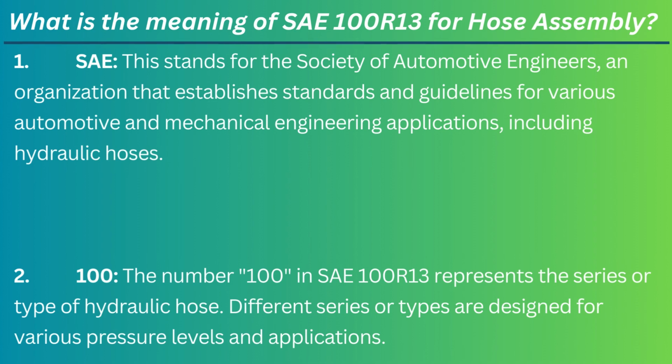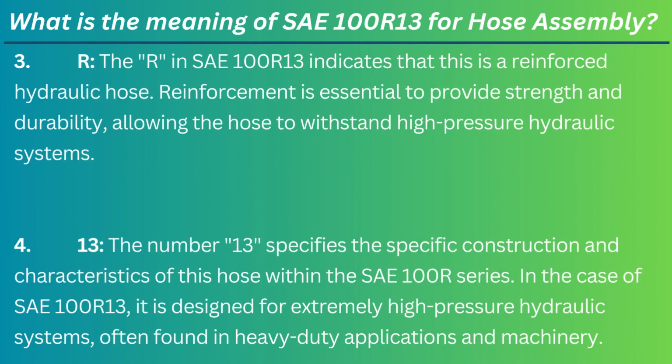2. 100. The number 100 in SAE 100R13 represents the series or type of hydraulic hose. Different series or types are designed for various pressure levels and applications. 3. R. The R in SAE 100R13 indicates that this is a reinforced hydraulic hose. Reinforcement is essential to provide strength and durability, allowing the hose to withstand high-pressure hydraulic systems. 4. 13. The number 13 specifies the specific construction and characteristics of this hose within the SAE 100R series.